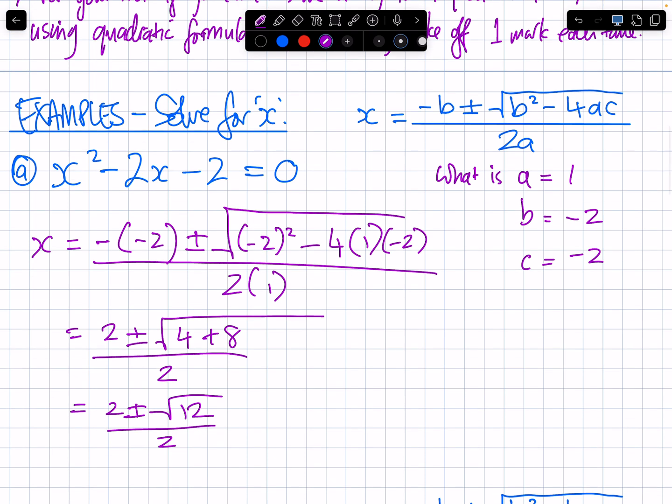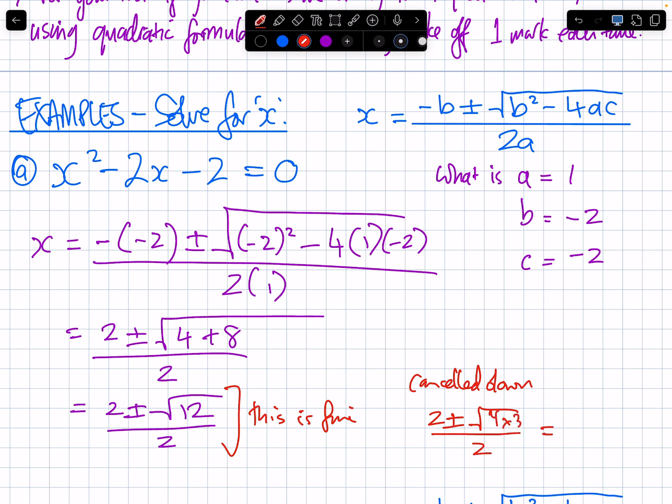At this year level, this is fun. In the back of your book, it's going to look different. Why? Because they are going to cancel it. What is it going to look like cancelled down? It's going to look like this. 2 plus or minus root. What numbers can you times together to make 12? 4 and 3. Over 2. 2 plus or minus. What is the square root of 4? 2 root 3 over 2.